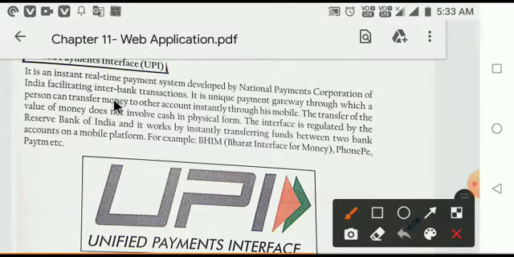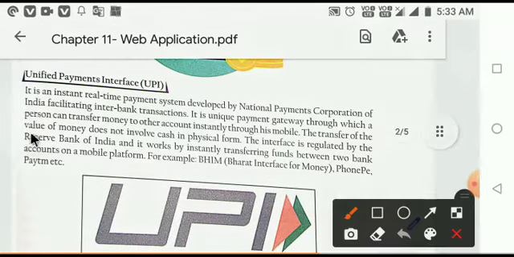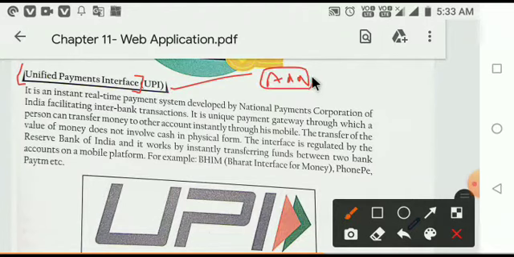Now, next thing. I am just going to talk about UPI. UPI means Unified Payments Interface. Today we just talk about that, as you know.